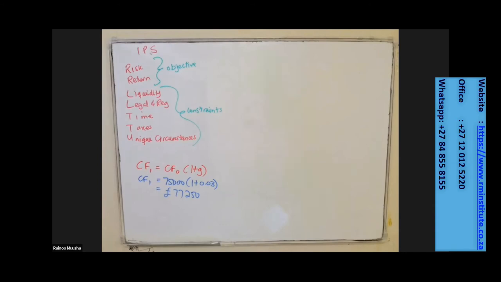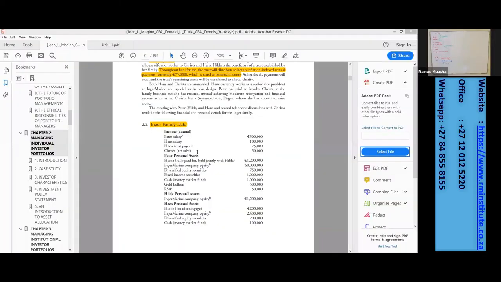So if you check on the financial statements, you see that in the family business, Peter has equity worth 60 million. And his wife, Hilda, has equity worth 1.2 million in the family business. So when you're now looking at your analysis, remember the whole idea of this exercise is that you're trying to find out exactly how much return they need to be able to live on their investment going into the future as well.